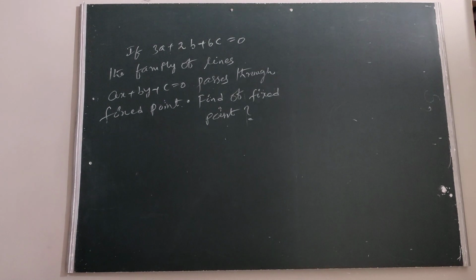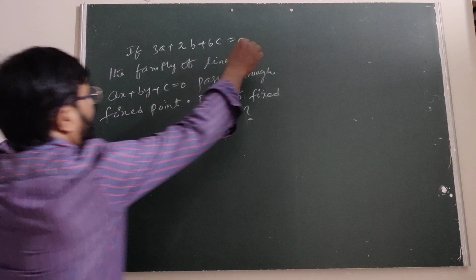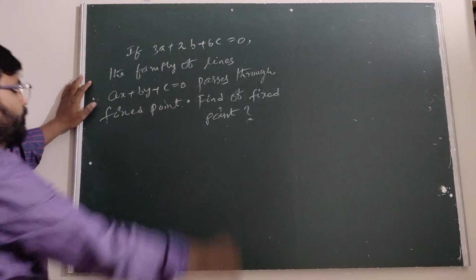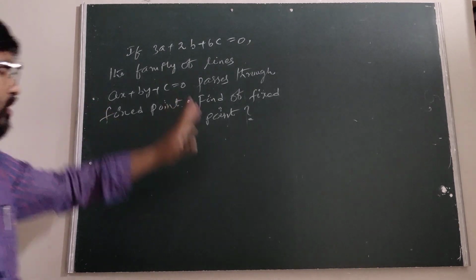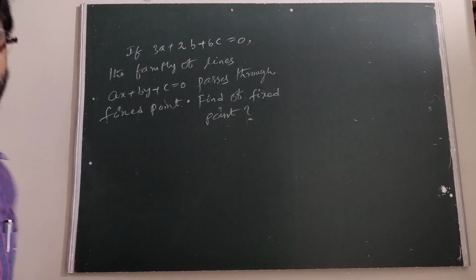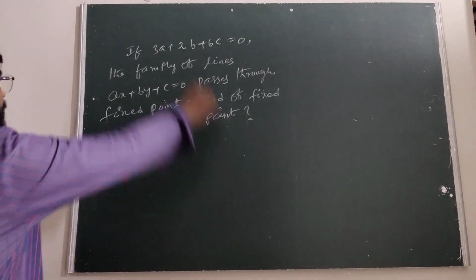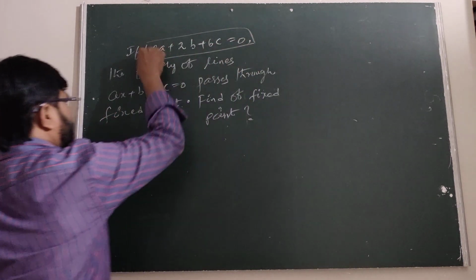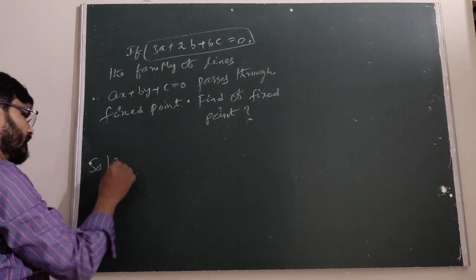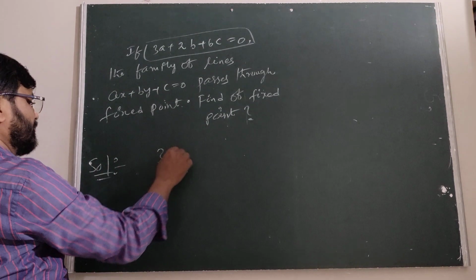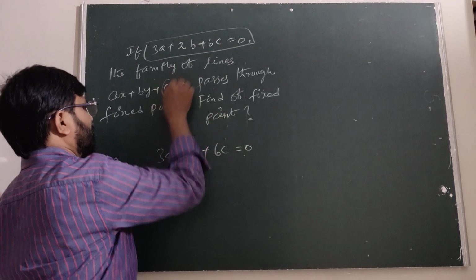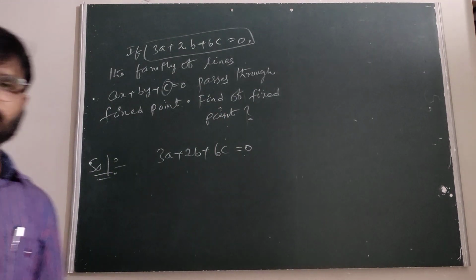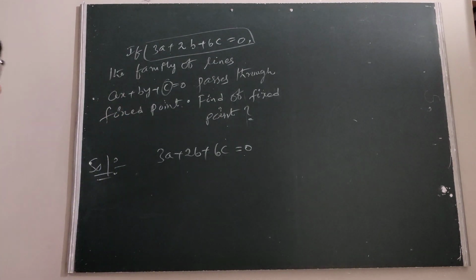Now here, 3a plus 2b plus 6c, and the family of lines ax plus by plus c passes through the fixed point. Find the fixed point. So that means the point of concurrency. If 3a plus 2b plus 6c is given, all of you listen here. What is the condition? 3a plus 2b plus 6c. So if it represents a family of lines, then find the fixed point it passes through. How to find this one?